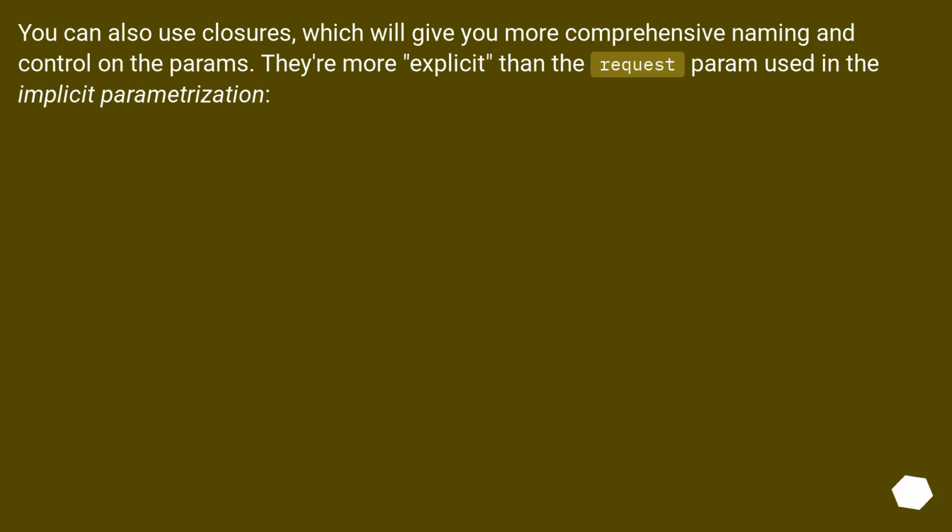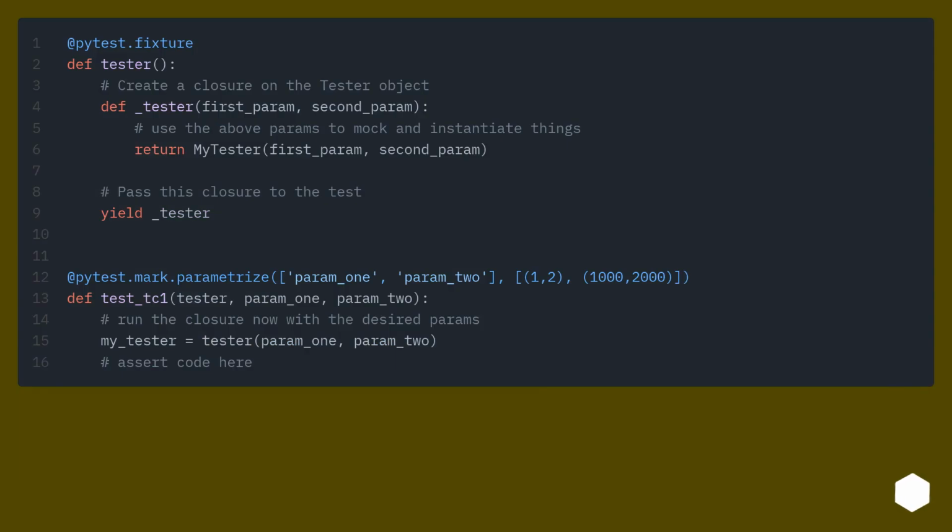You can also use closures, which will give you more comprehensive naming and control on the params. They're more explicit than the request param used in the implicit parametrization. I use this to build configurable fixtures.